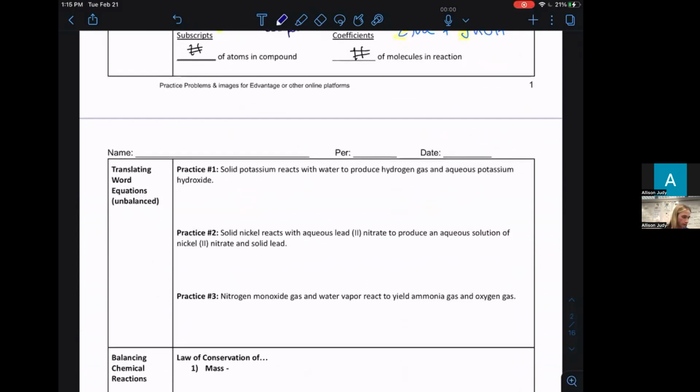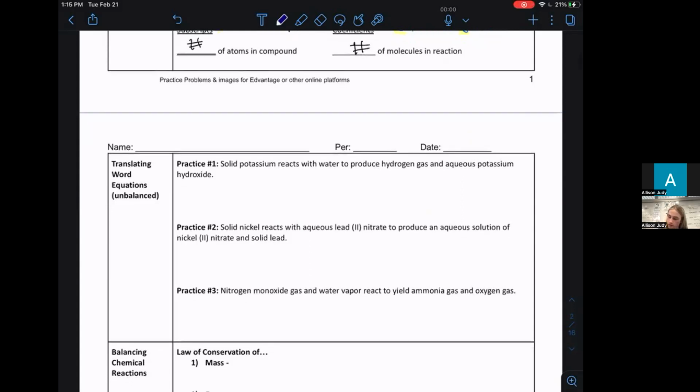Okay. We're gonna move on to translating these word equations into chemical equation notation. We're not going to worry about the coefficients yet. We're going to talk about that in a second. That's balancing the equations. Right here, we're just going to translate this. So the first thing that this says is solid potassium reacts with water.